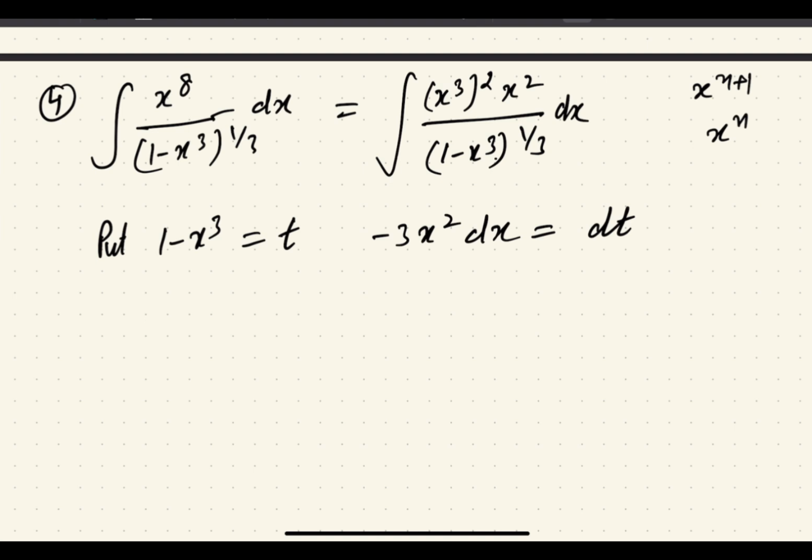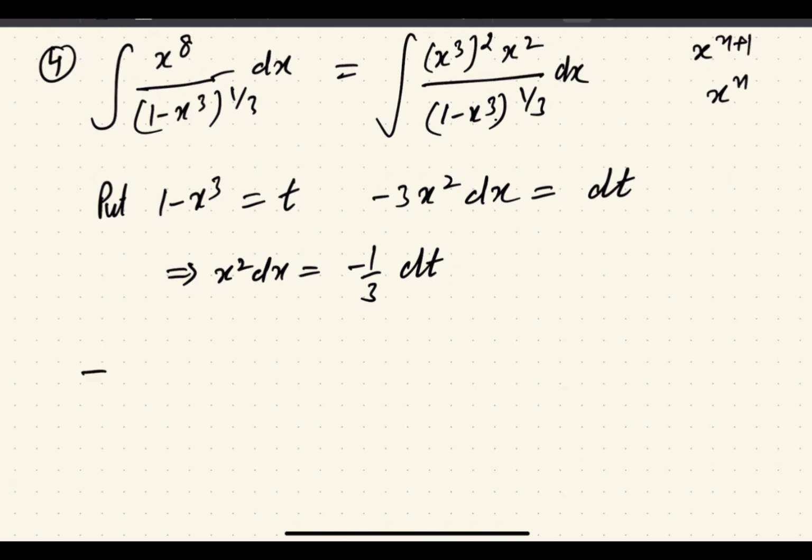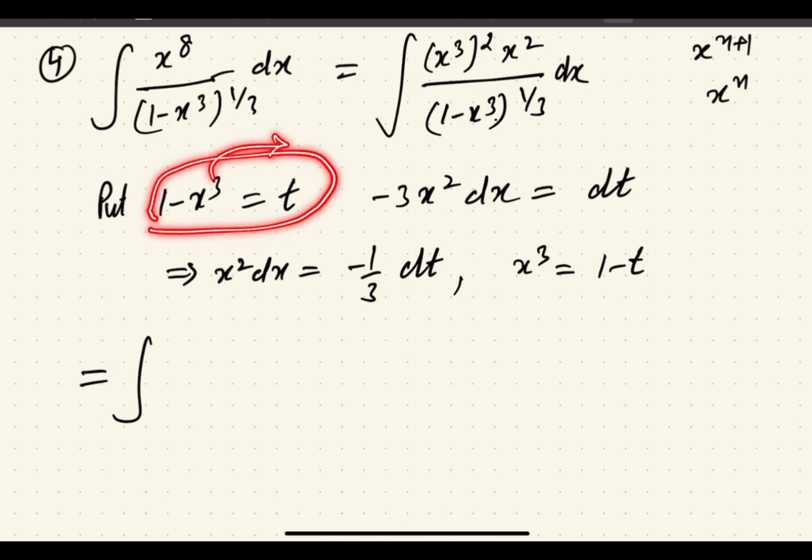And x square dx will be equal to minus 1 over 3 dt. And this equals your integral of x cube, and find x cube as well. X cube will be equal to 1 minus t. Okay, from here, if you have to find x cube, take this side and t to that side. When t comes to this side, it will be 1 minus t, and the x cube stays on the other side, that is x cube only, equal to 1 minus t.